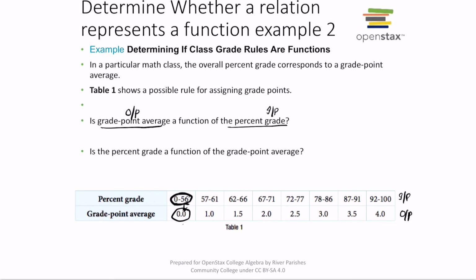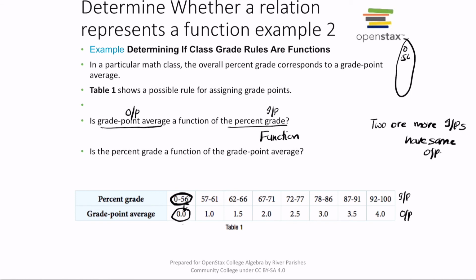So here, two or more inputs have the same output. Which means that this is a function. So when you write it like this, for example, 0 to 56 are all pointing to the same value 0.0. In the same way, 57 to 61 are pointing to the same value 1.0. So this is okay because there is only one arrow going from each input.